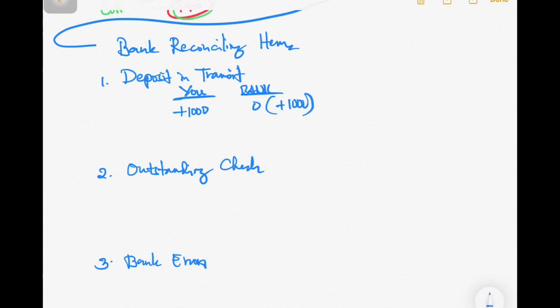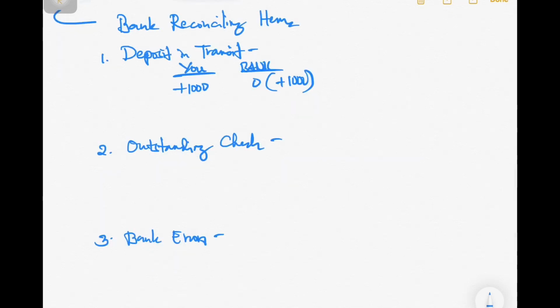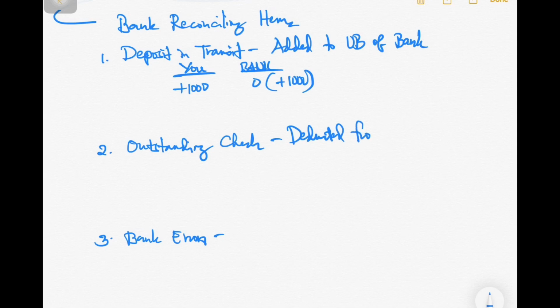And by the way, I forgot. Deposit in transit is added to the unadjusted balance of bank. This one is deducted from unadjusted balance of bank, while this one is add or deduct. Sorry, I forgot. Let me just go back to the story.